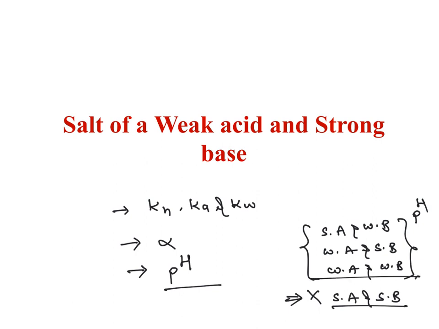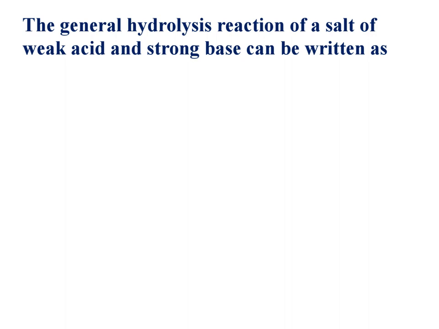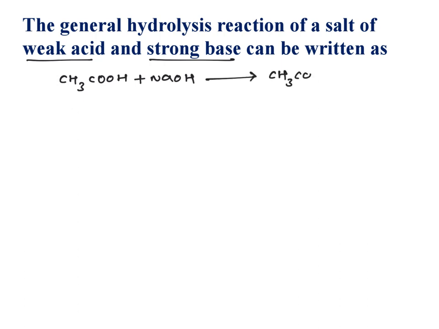Let's start with the first one, salt of a weak acid and strong base. Let's take an example: acetic acid is the weak acid and sodium hydroxide the strong base, which form a salt plus water, sodium acetate plus water. Now sodium acetate is an example of a salt of a weak acid and strong base.